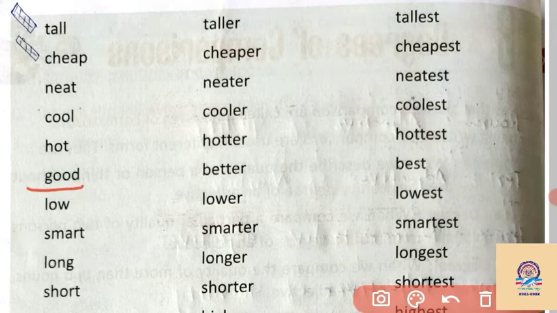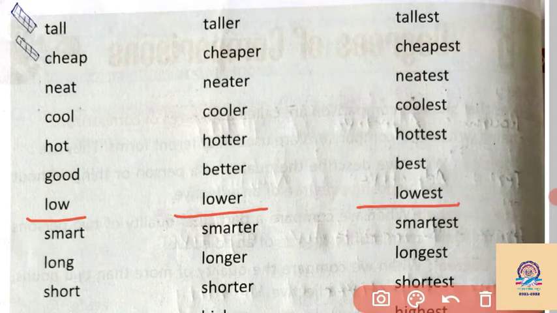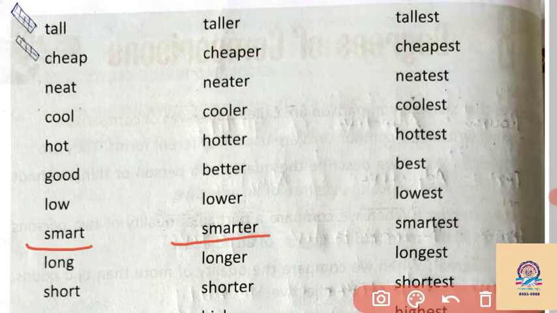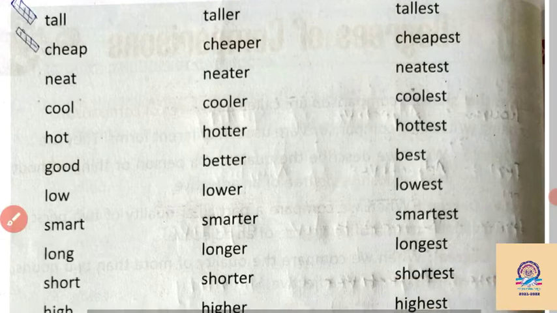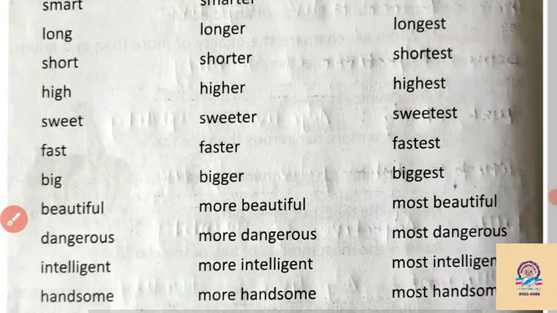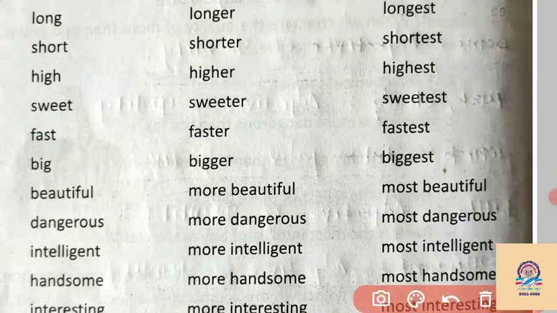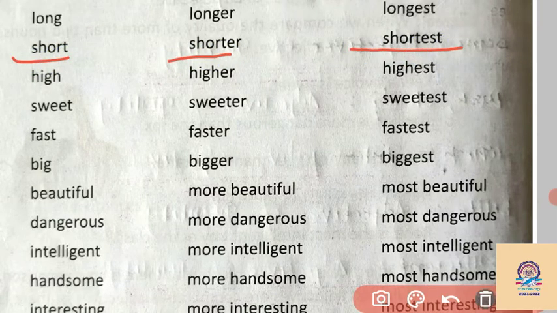Then good changes into better, and better changes into best in the superlative degree. Low, we add er for the comparative, lower, then est for the superlative, lowest. Smart, we add er, smarter, for the comparative and est for the superlative. Then long changes into longer, we add er, then longest for the superlative. Then short changes into shorter for the comparative and shortest for the superlative.